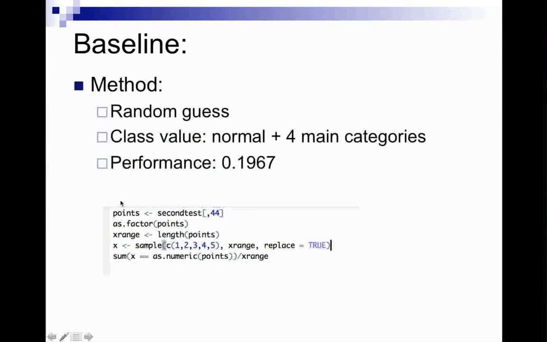And next is a baseline model. I used a random guess, and the performance is very low, of course, because I just randomly picked the class value from the 5 class values: normal, and the 4 main categories. I will mention these categories in following slides.